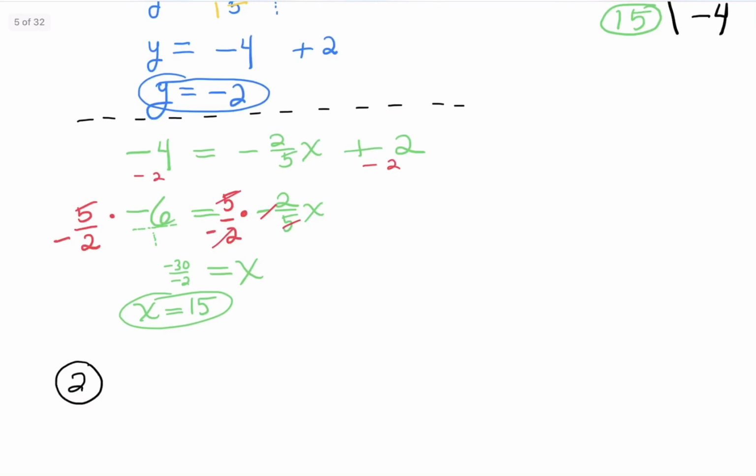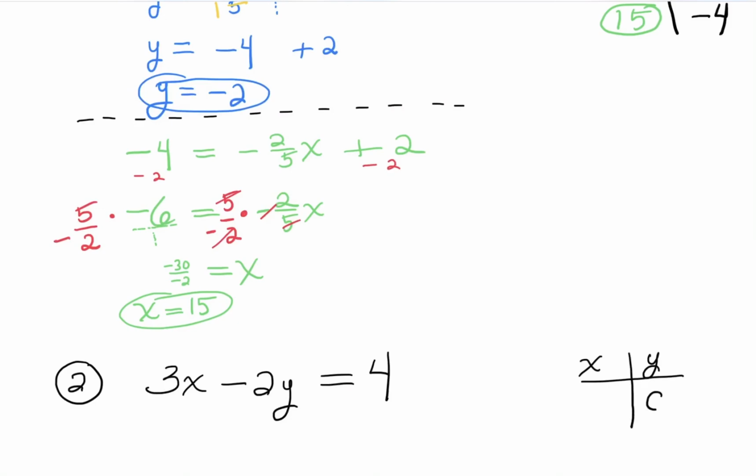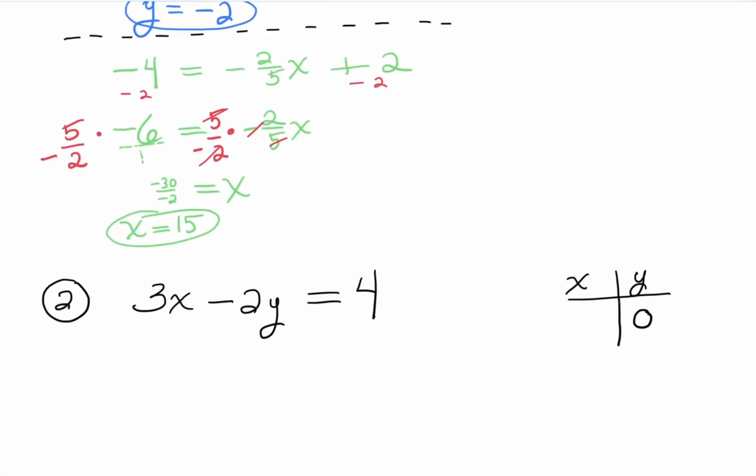So number 2, let's say we have one that isn't necessarily solved for x or y. So just 3x minus 2y equals 4. And this time I'm just going to have us do one here. So suppose I have a 0 that I'm subbing in for y, and I'm being asked to find the x. So just keep in mind, this is the exact same thing as the ordered pair.